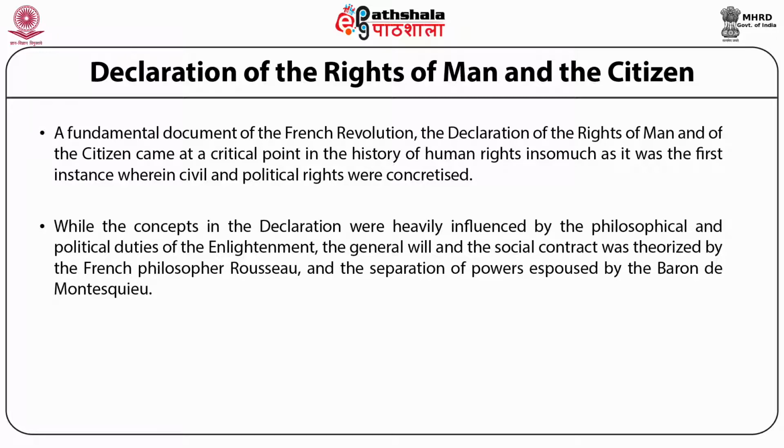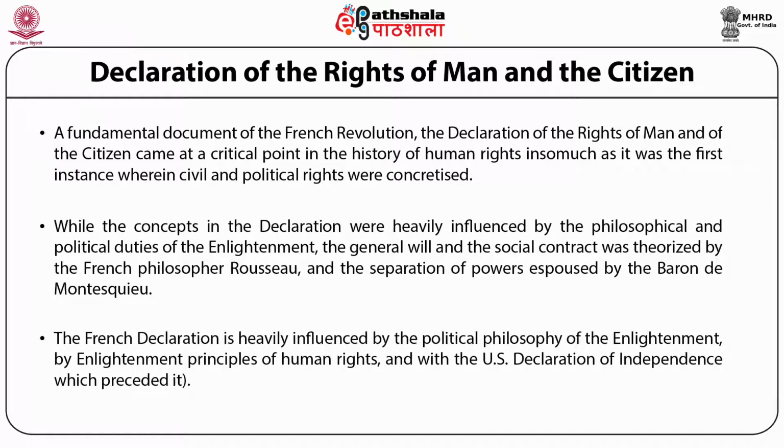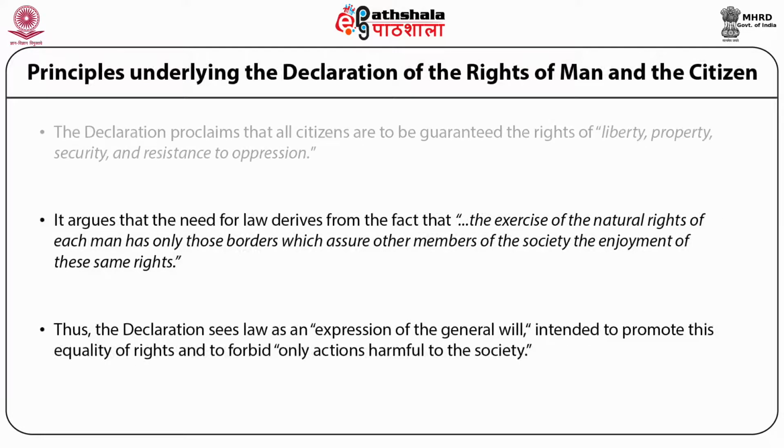One of the other driving forces behind the Enlightenment was the French philosopher Jean-Jacques Rousseau. And it was Rousseau's social contract that formed the basis of the Declaration of the Rights of Man and the Citizen. Another driving force of the Enlightenment was Baron de Montesquieu, whose famous theory of the separation of powers was also given effect to in the Declaration of the Rights of Man. The French Declaration, as I've said, was also influenced by the US Declaration of Independence, which preceded it. The Declaration proclaims that all citizens are to be guaranteed the rights of liberty, property, security, and resistance to oppression.